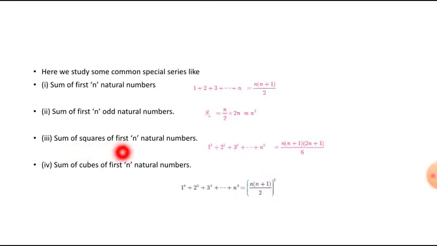Then the sum of the squares of the first n natural numbers, that is 1 square plus 2 square plus 3 square plus up to n square. To find the sum of this series, the formula is n into n plus 1 into 2n plus 1 divided by 6.